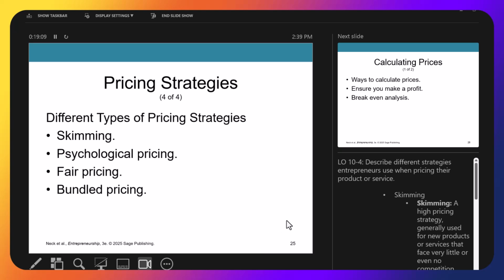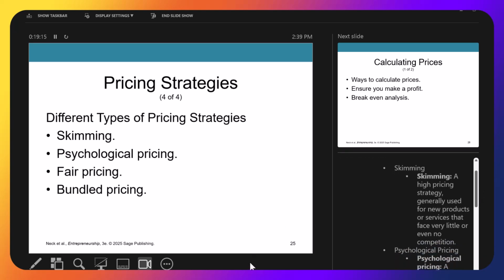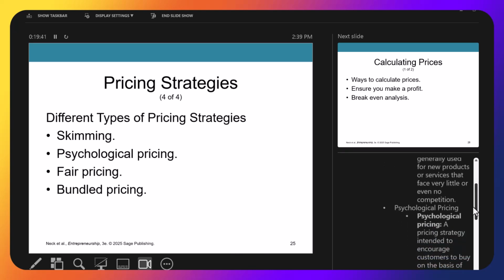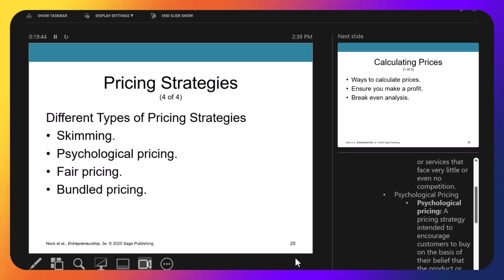Different types of price. When we look at skimming, I know it sounds like something we associate with skimming traditionally, but it's different. This is a high pricing strategy generally used for new products or services when they don't have a lot of competition. So you can price it high when you have very little competition. Psychological pricing is when you price something so people think that they're getting a good deal. So that's your psychological pricing. When you look at fair pricing, this is when it's at a good selling point for you to make profit, and a good point for them, the consumer.